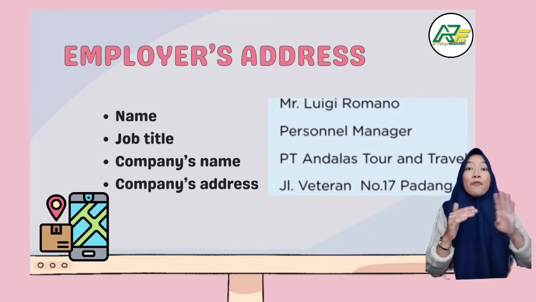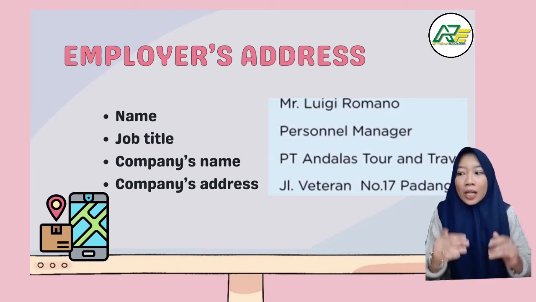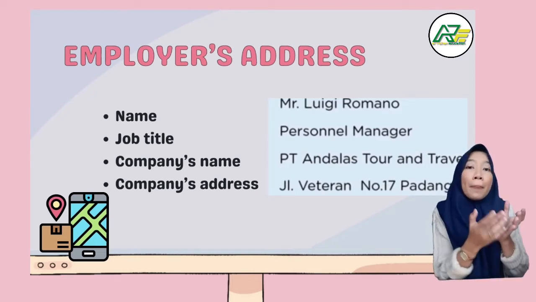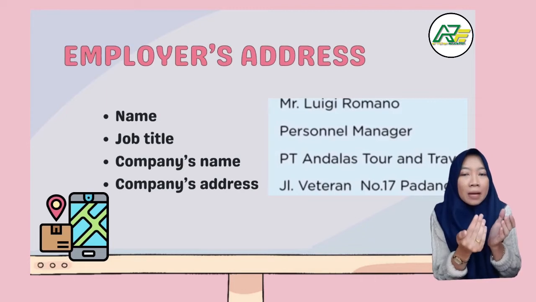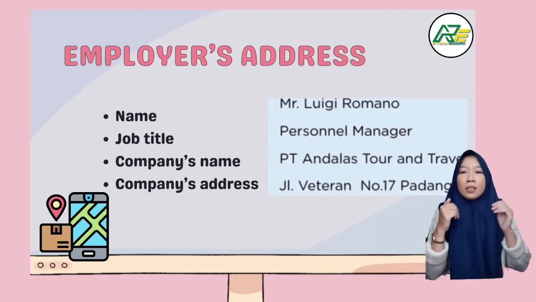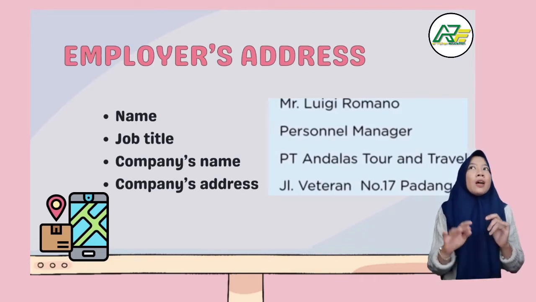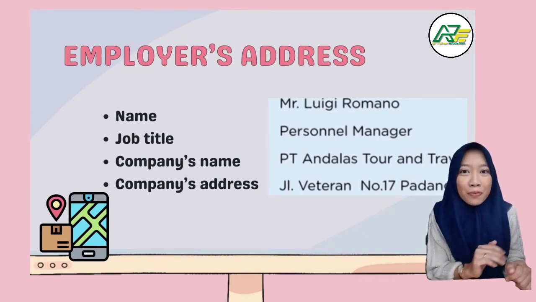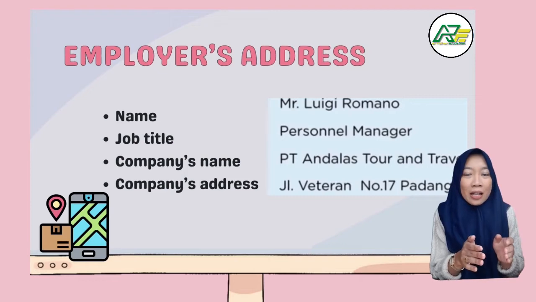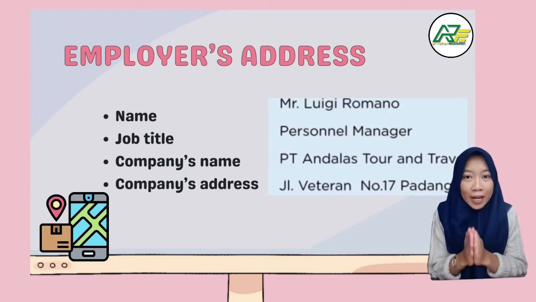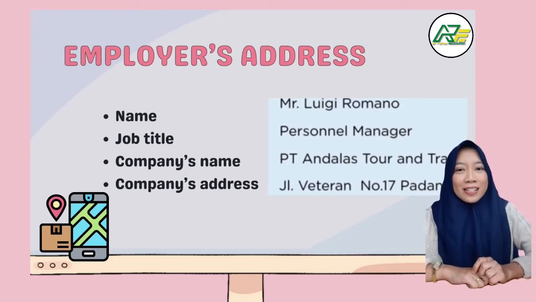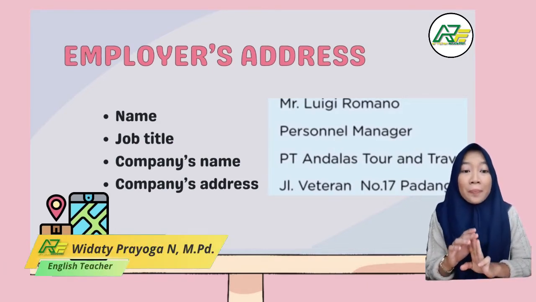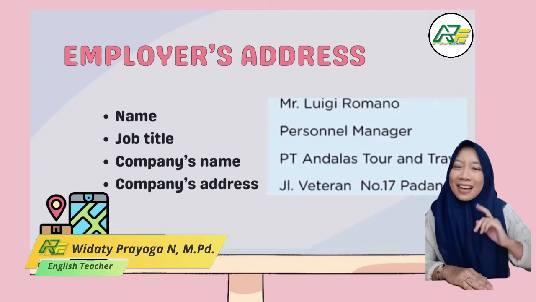Alright, and then the fourth one, we have to write down the company's address. So if I want to apply to Araihan Islamic Scientific School, the address will be like Punawirawan Street number 100, Bandar Lampung, for example. So the address of the company, you have to write it down. Okay? So the third generic structure is employer's address.